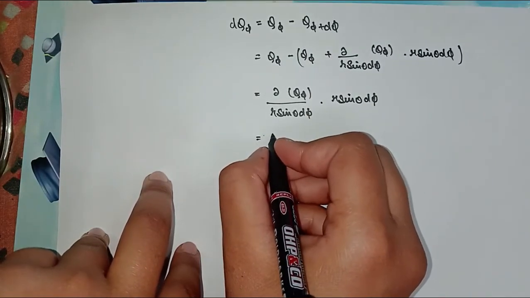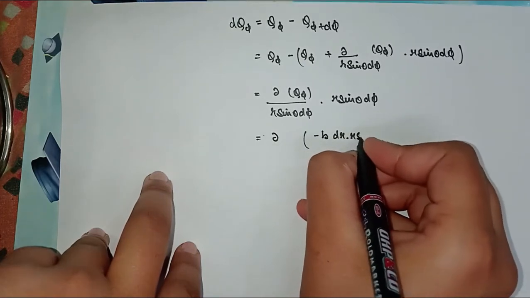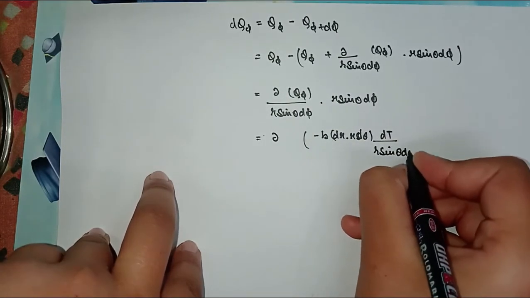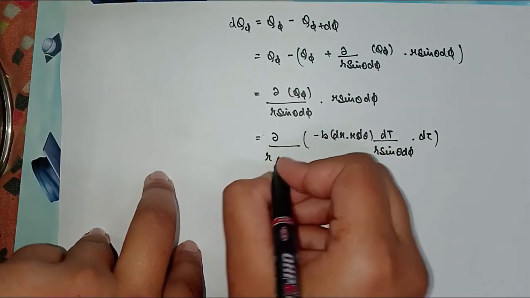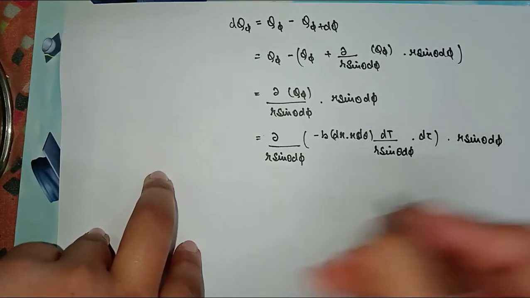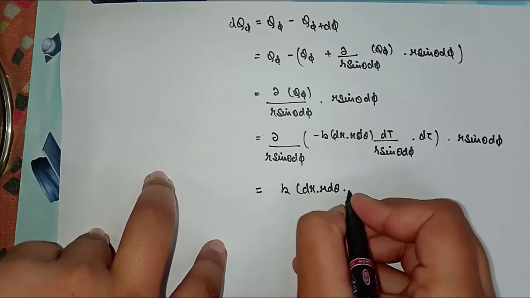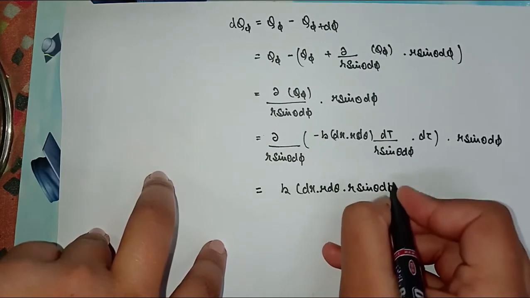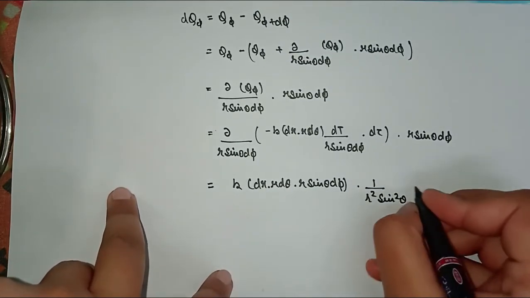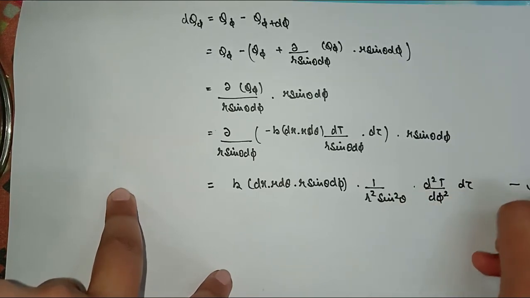Now substituting the value of Q phi from equation 1, solving this, we will get dQ phi equals K into dr r d theta into r sin theta d phi multiplied by 1 by r square sin square theta into d square t by d phi square multiplied by d tau. Let's mark this as equation 2.